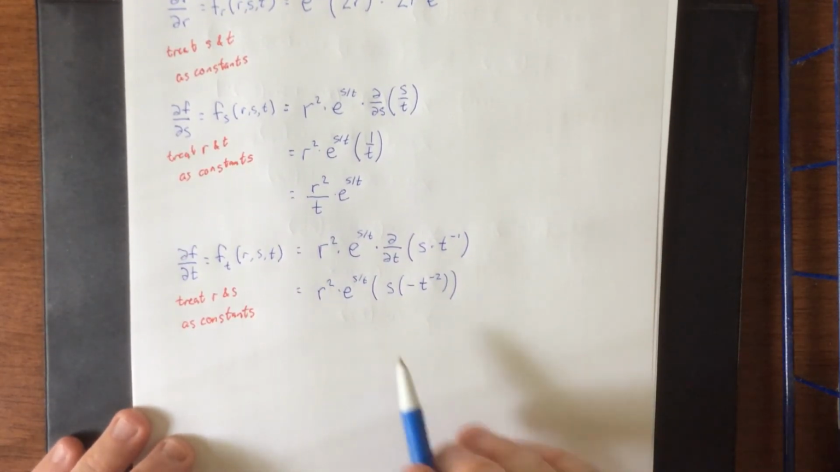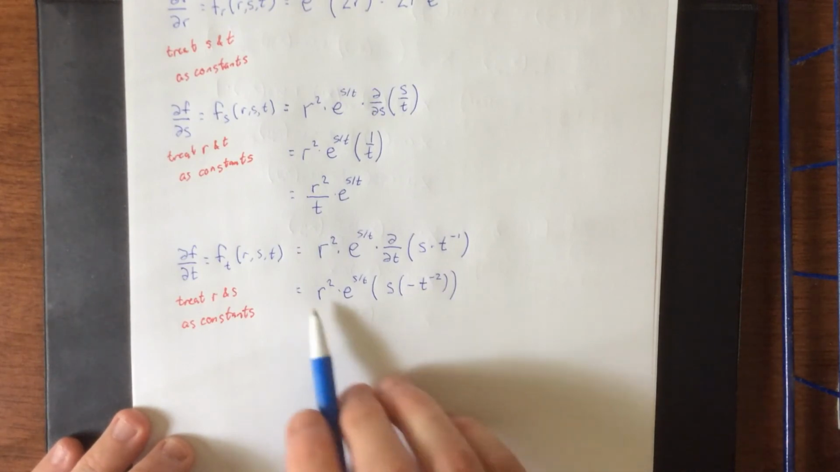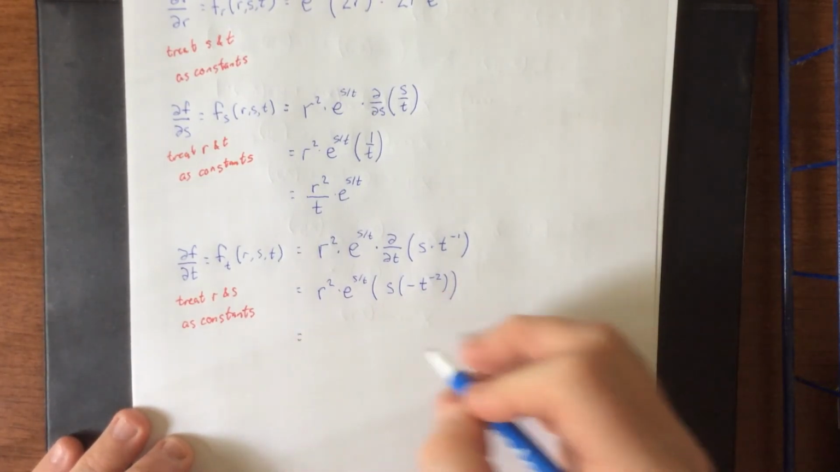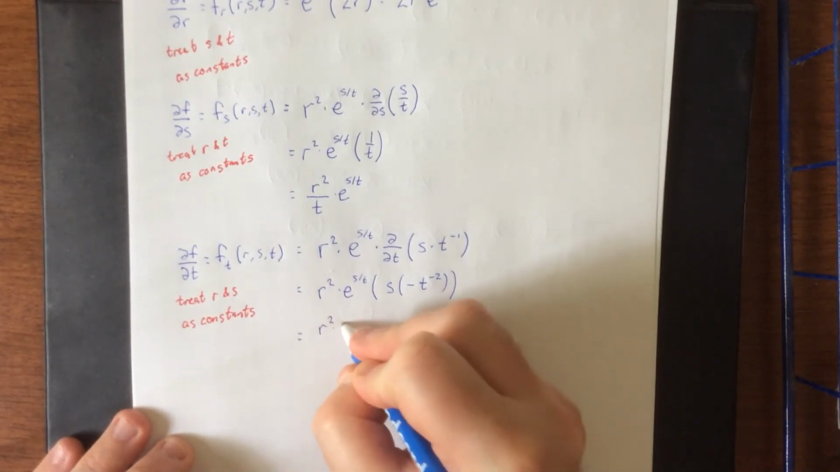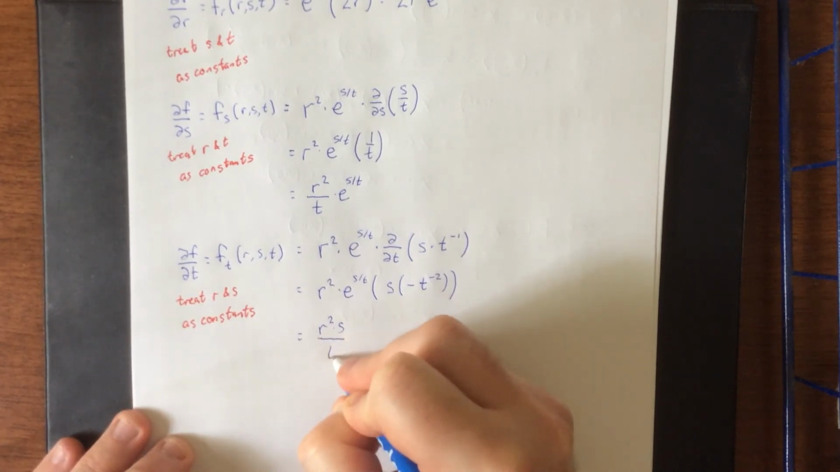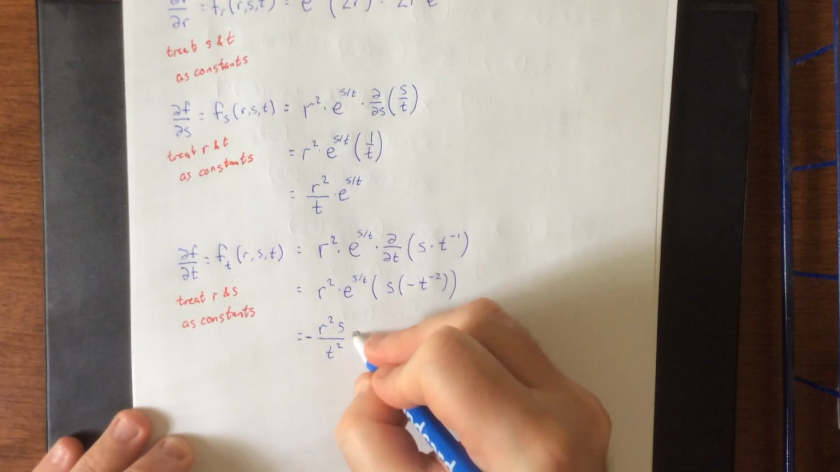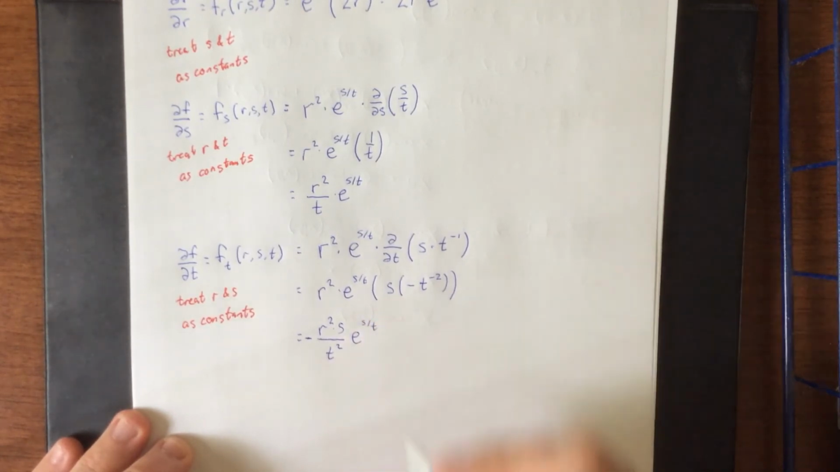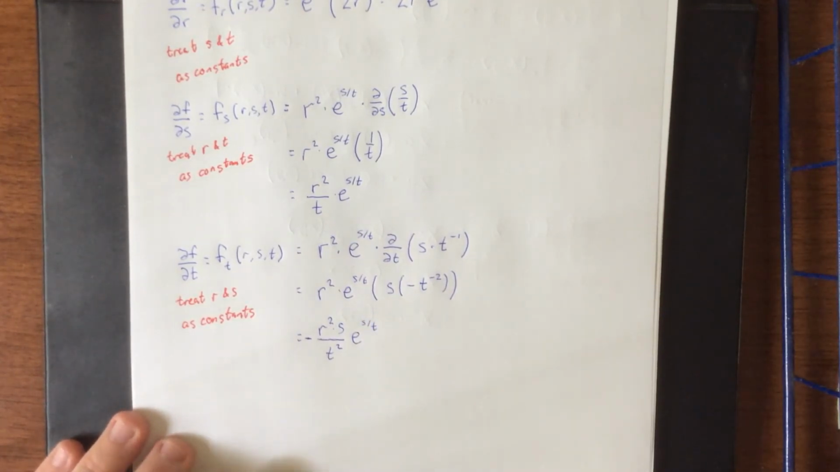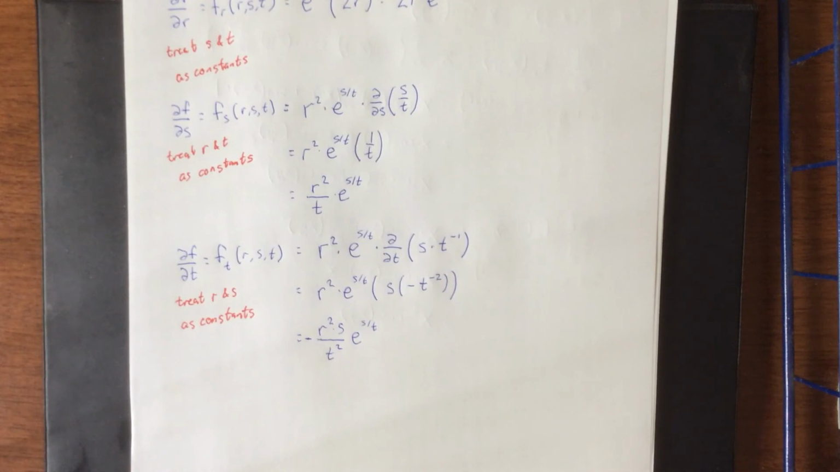Now reordering that so that all of the other variables come out front, we'll call this r squared times s divided by t squared, and give it a negative coefficient as well. The e to the s over t power stays the same. That'll be our final answer for the partial derivative of f with respect to t.